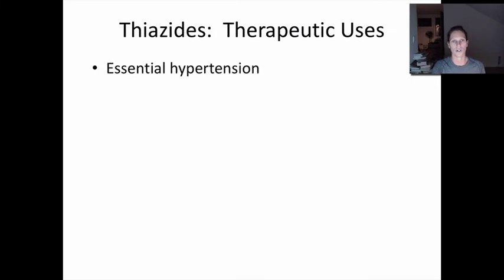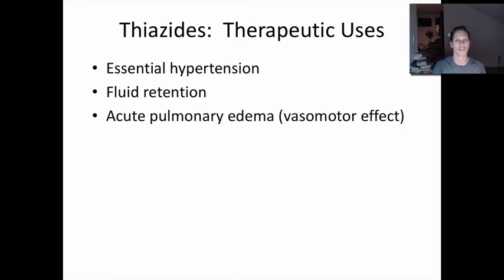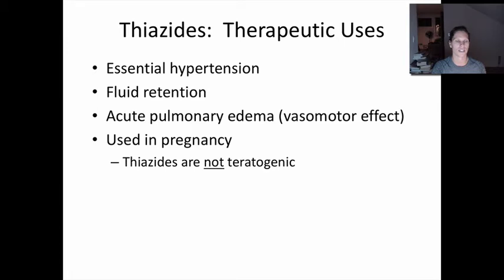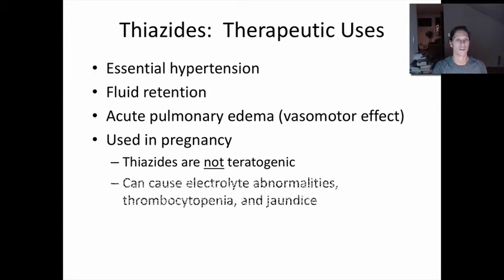Therapeutically, why are you going to use them? You're going to use them for hypertension, first-line drugs for hypertension. Someone who's retaining a little bit of fluid, they're safe. If someone has acute pulmonary edema, you're probably going to go with something stronger, but you could use a thiazide because of the vasomotor effect. They're safe in pregnancy. Remember that. Of all the diuretics, they are the only ones that are safe in pregnancy. They are not teratogenic. The loops are. So you can give this to pregnant women.